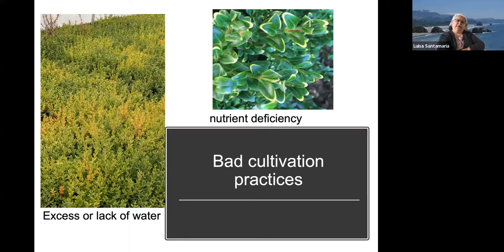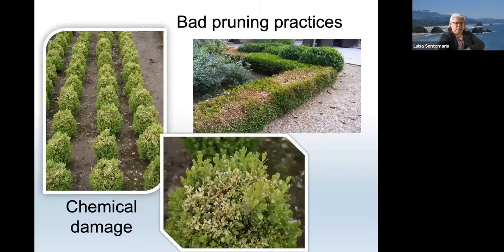The other problem that we can see is nutrient deficiency. The borders of the leaves start to show decoloration, and that could be caused by different nutrients, a lack of nutrients. So that could be some of the symptoms.